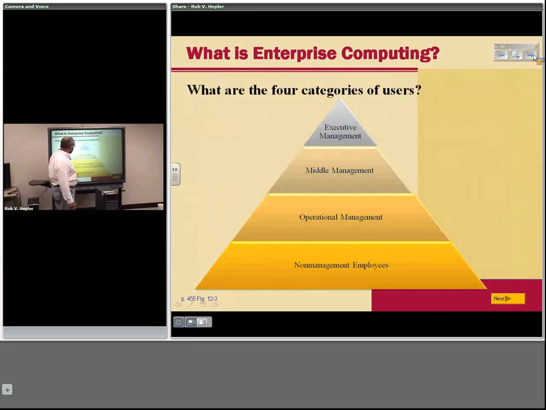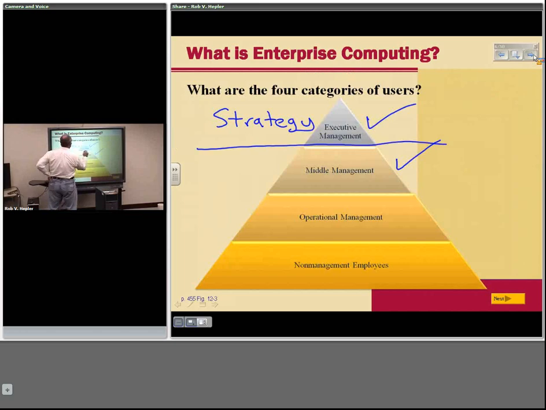And this is the traditional view, but we can still think of it this way. The executives, of course, are the CEO, the VPs, those people. Middle management, well, those are the people that have to take, and I think there's another slide, but I'm going to write it up here. Normally, these folks come up with strategy, which is long-term.